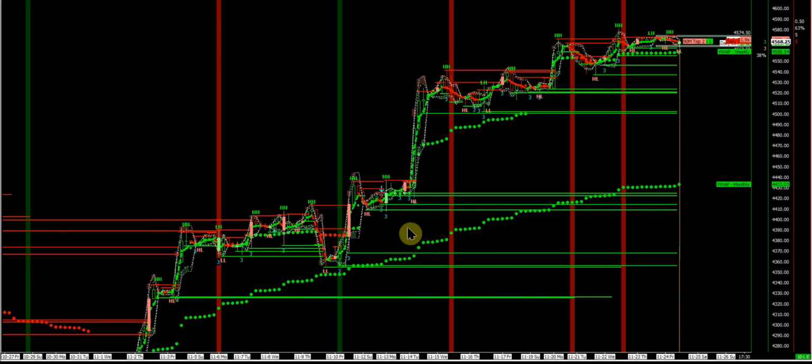What are we doing today? We're doing the S&P. This is a 4-hour chart. I like to keep my eye on a higher time frame chart just to see what's going on, to see if I can figure out, for example, where things are weakening.